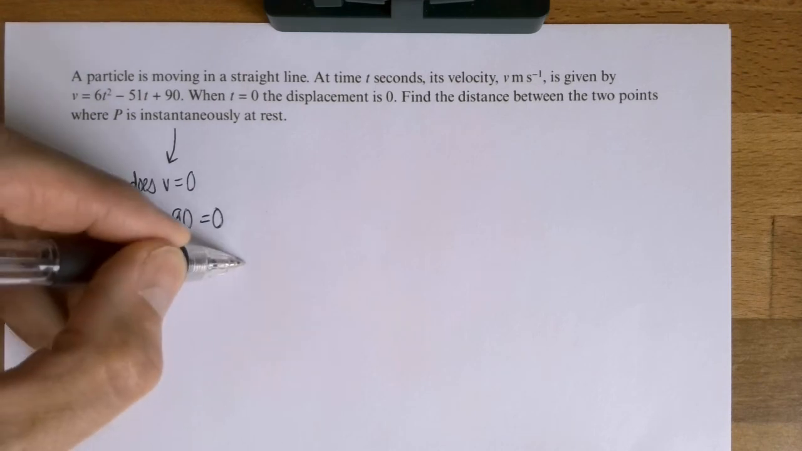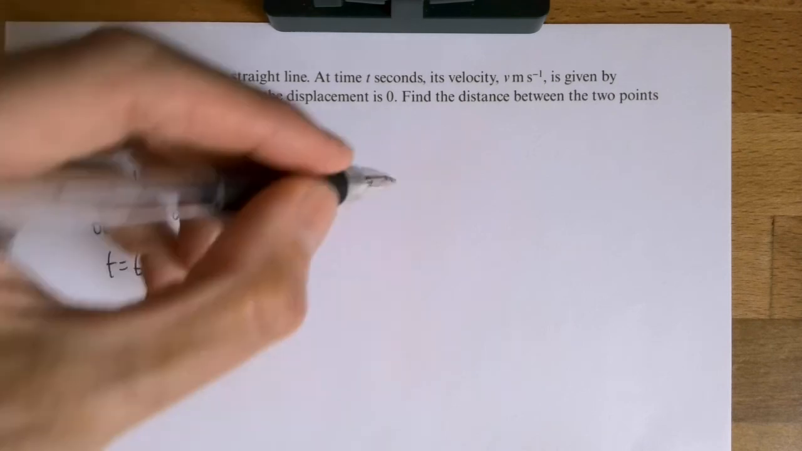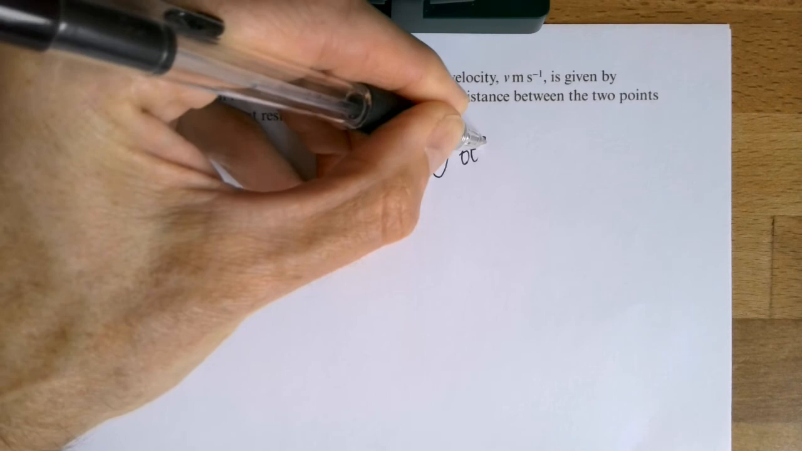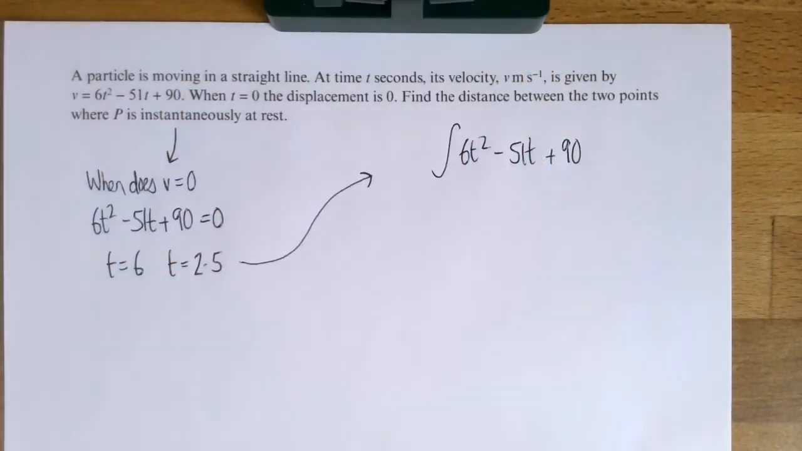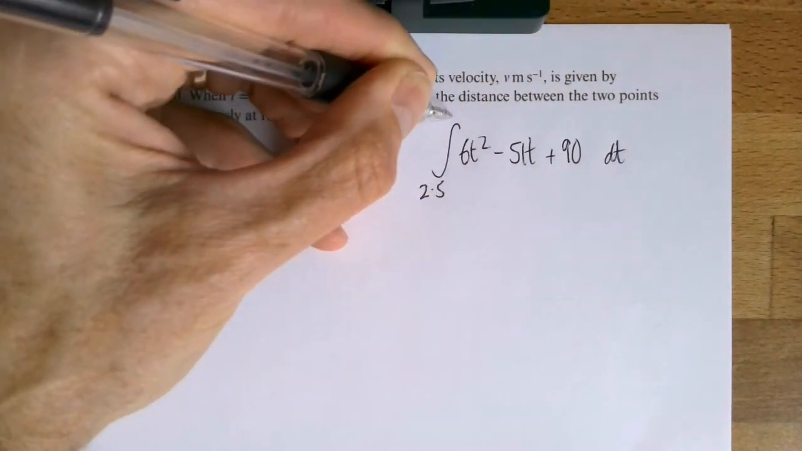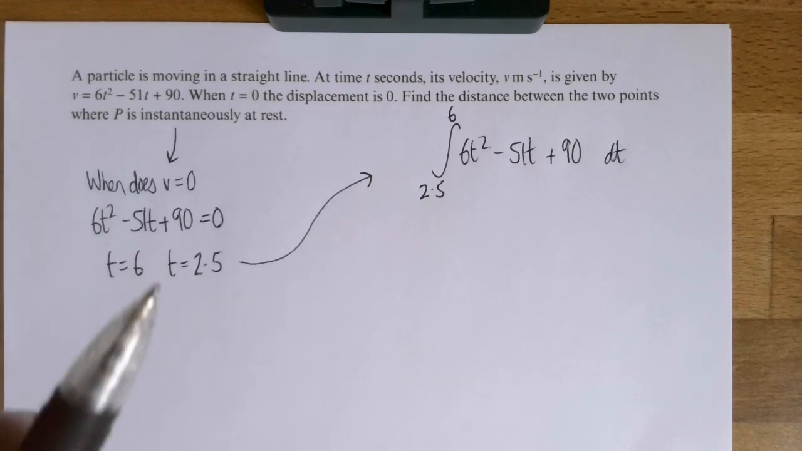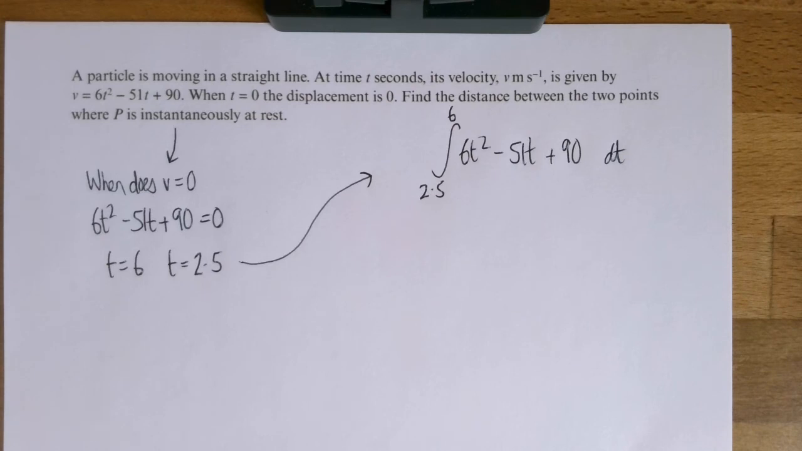So what I now want to do is find the distance travelled between t is 2.5 and t is 6. So I'm going to integrate my velocity formula. T is my variable, and I'm going to integrate it between 2.5 and 6. See if you can go through that process and see if you can work out the answer, substituting values in at the end. Try and use the calculator trick that I've shown you.